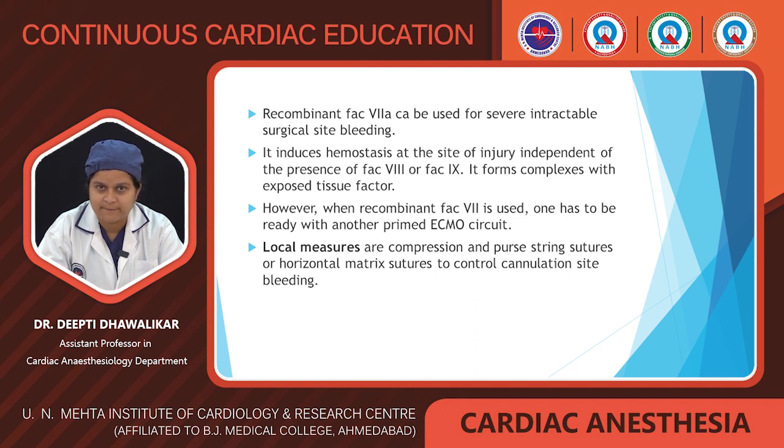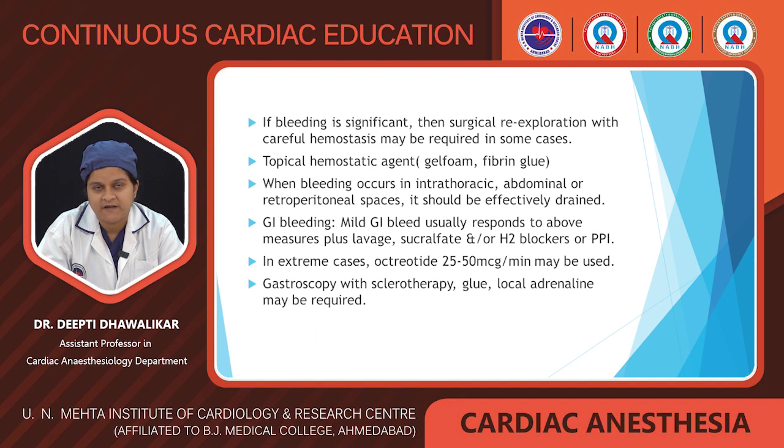Local measures are compression and purse string sutures at the cannulation site or horizontal mattress sutures to control cannulation site bleeding. If bleeding is significant, then surgical re-exploration with careful hemostasis may be required in some cases. Another option is using topical hemostatic agents like gelfoam or fibrin glue. When bleeding occurs in intrathoracic, abdominal or retroperitoneal spaces, it should be effectively drained.